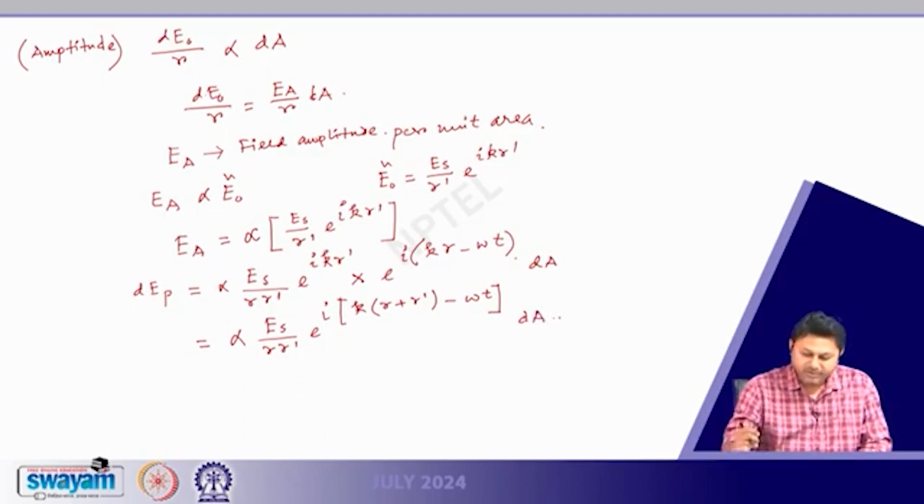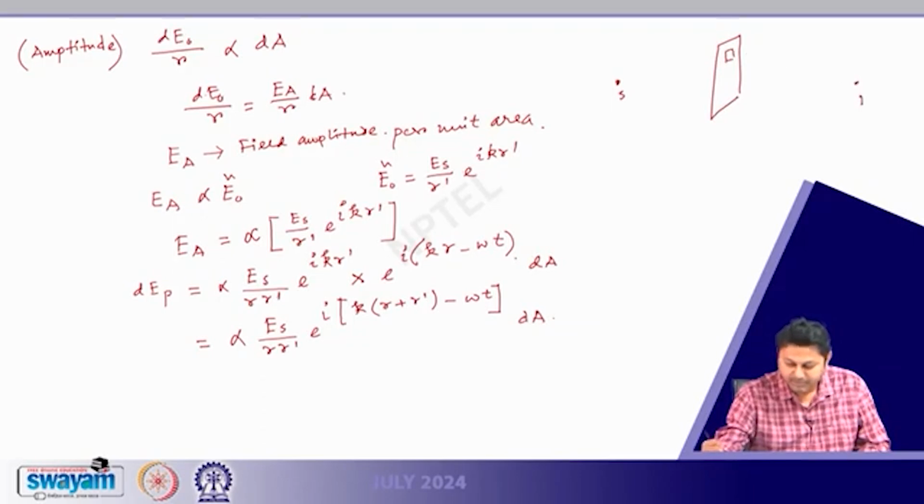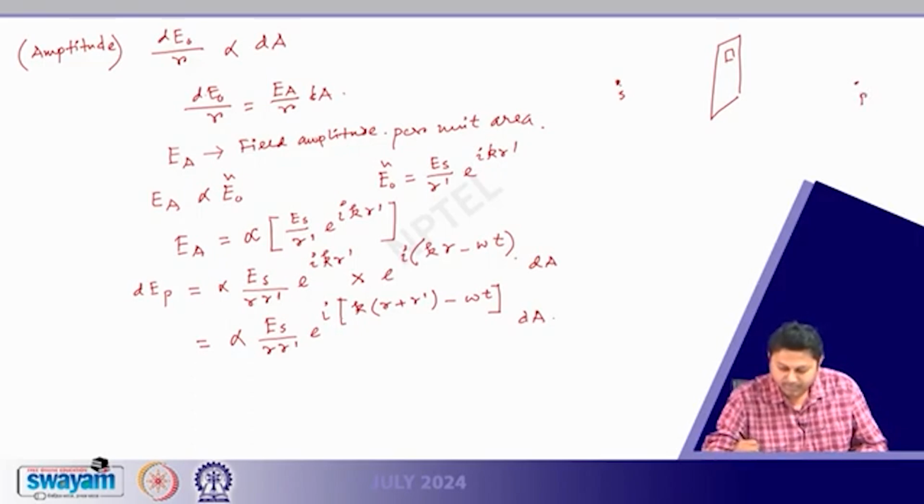So I correlate: the source is here, and then I have an aperture here with small area and a point here P, and the light is going like this.